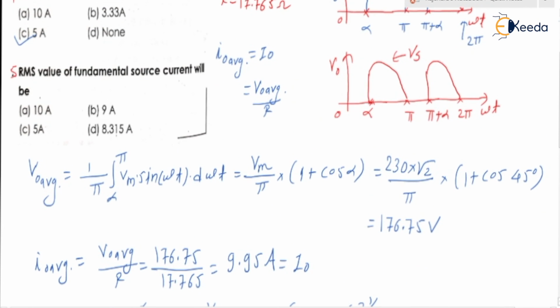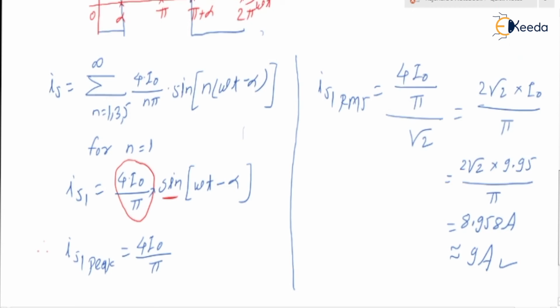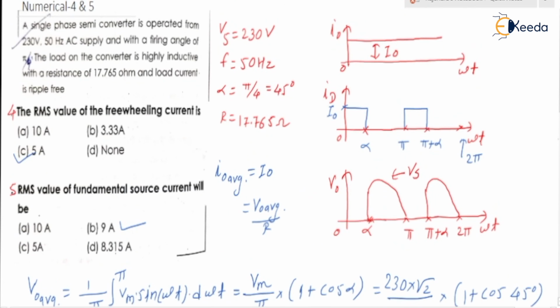So the RMS value of the fundamental source current is 8.958, approximately 9 ampere, right? So the correct option is option B. Is this clear to all? So this is about numericals 4 and 5, related to single phase controlled rectifiers.